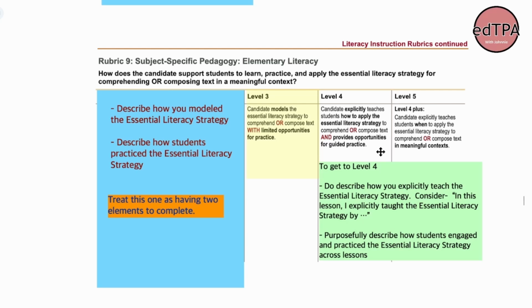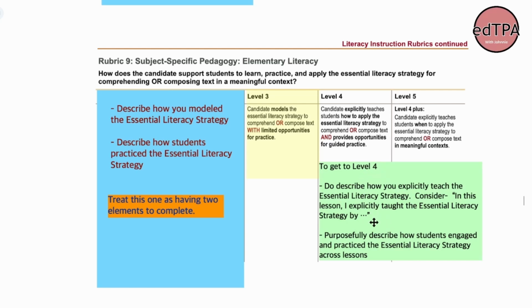Both of those get strengthened in level 4. Candidate explicitly teaches students how to apply the essential literacy strategy to comprehend or compose text and provides opportunities for guided practice. So you can see the extension here. So explicitly means much more direct teaching, making sure kids really see and understand the essential literacy strategy, and then of course much more focus on kids doing something with the essential literacy strategy through practice.